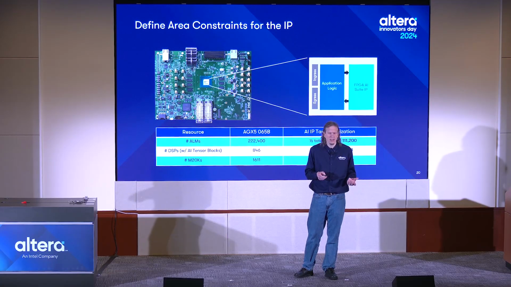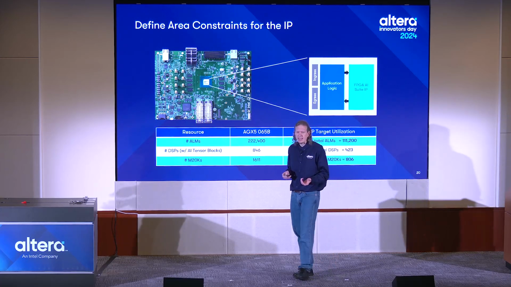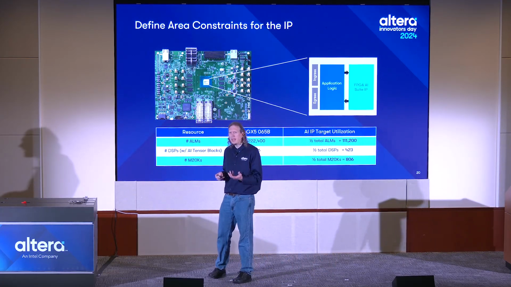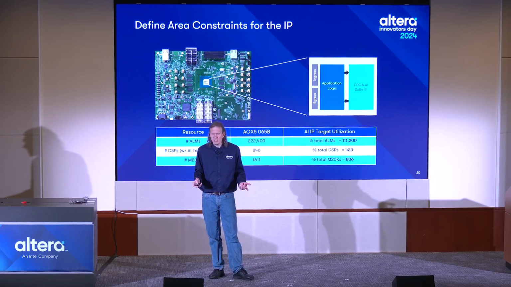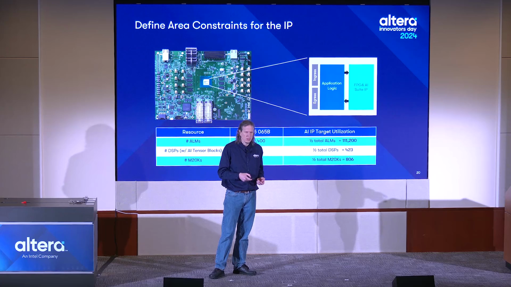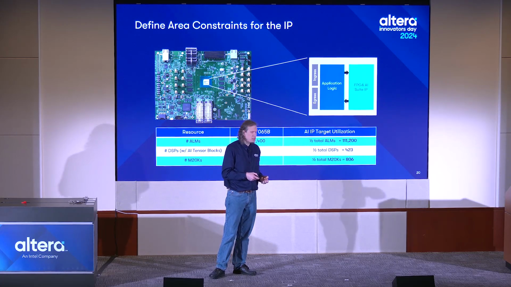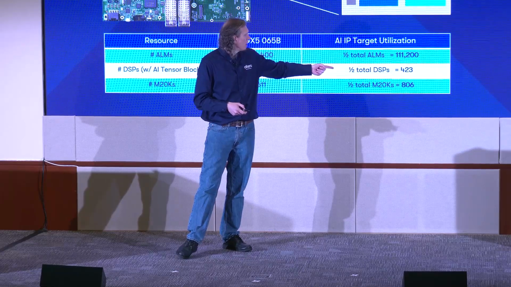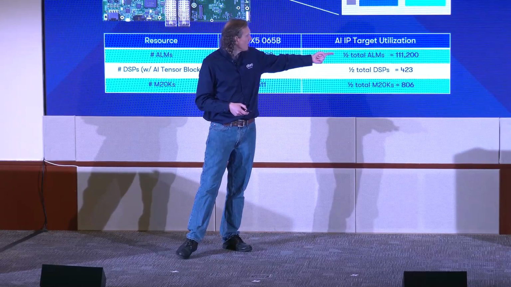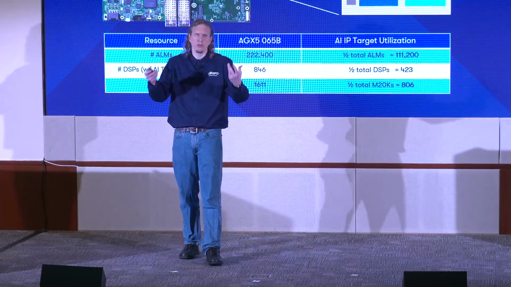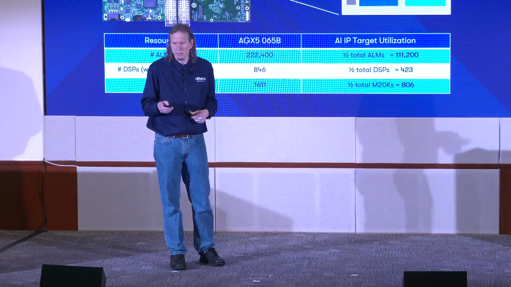One of the strengths of the AI suite is that you can adjust the size of the IP so that you only pay for the amount of machine learning logic that you use, and you don't pay for something you can't use. Since we're assuming half of the FPGA is used, that will give us a budget of about 100,000 ALMs, 420 DSPs, and 800 M20Ks. We'll specify that budget to the DLA compiler next.